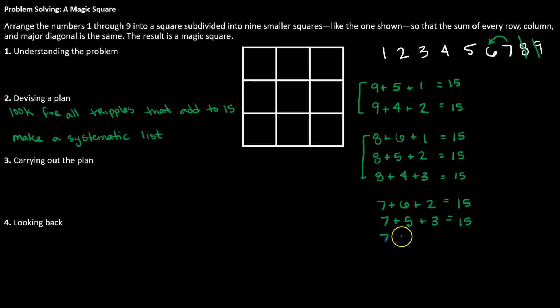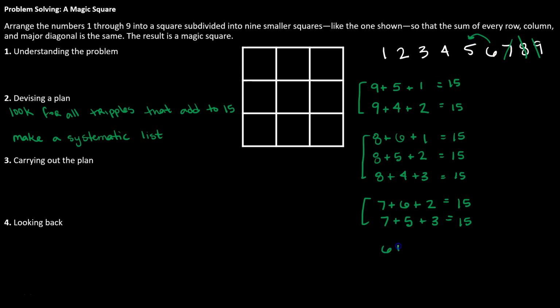See if we can go one further. 7 plus 4 plus 4. Nope, that doesn't work because we have two 4s in there. So we know that our list is done. All of the 7s have been completed. We'll cross off our 7 and continue making our list with 6s.